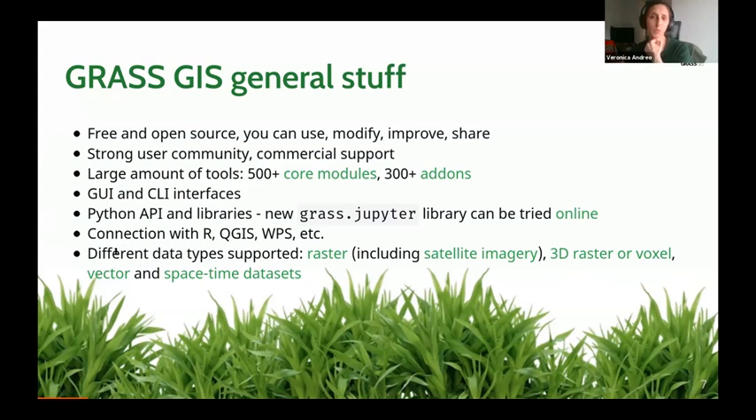We also have connection with R, which is the topic of this session, with QGIS, with WPS, and also with the cloud, using a new package of software called Actinia that uses GRASS in the background. We support different data types like raster, including, of course, satellite images, 3D raster or volumetric raster voxel, vector and space-time data sets that are also the object of this session.